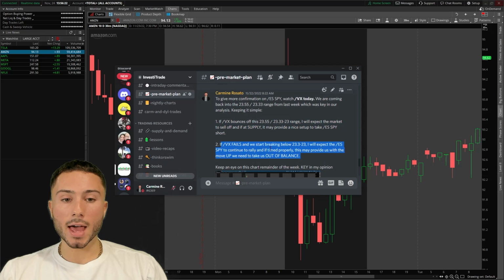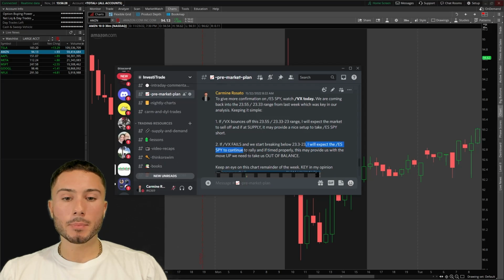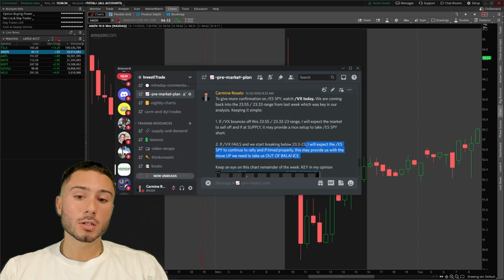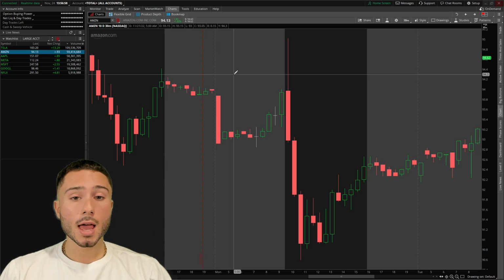However, if VIX fails at this green demand zone right here, then I'm going to expect the S&P to continue to rally, and it might provide us with a really high quality setup to move up out of market balance. Other people look at other little tools, other tickers, and other names that relate to the organic price action, and that's what you have to do.